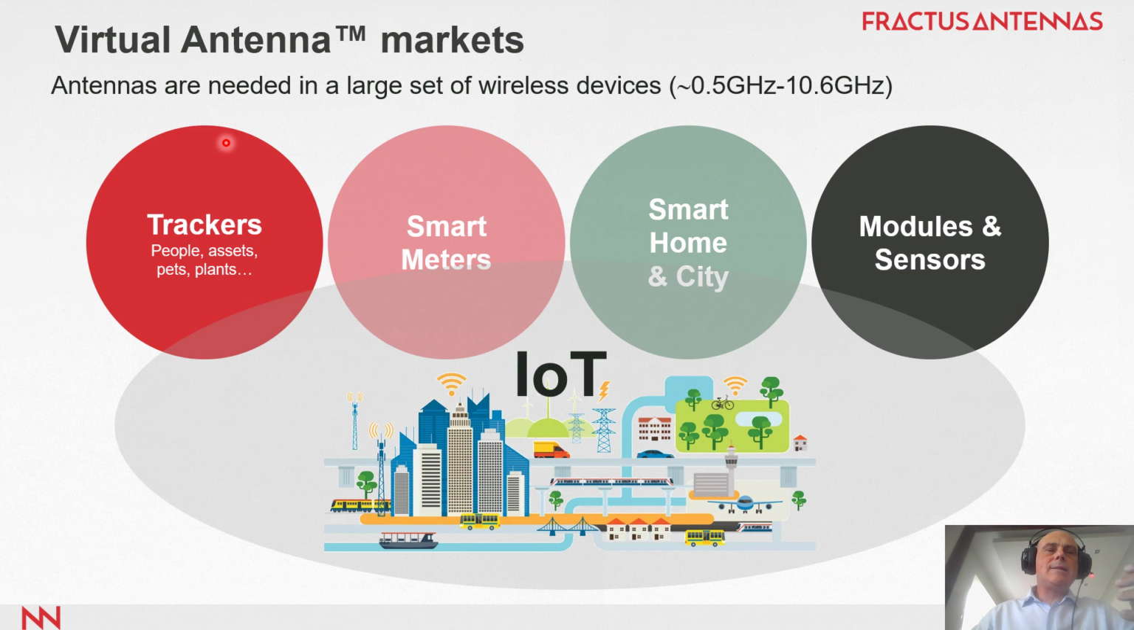Where is this virtual antenna technology useful? For any kind of IoT devices working in the frequency range from 0.5 GHz up to 10.6 GHz. So everything including LTE, LoRa, Sigfox, ultra-wideband, GPS, Wi-Fi, and for application devices such as trackers, smart meters, smart home and city, as well as modules and sensors.